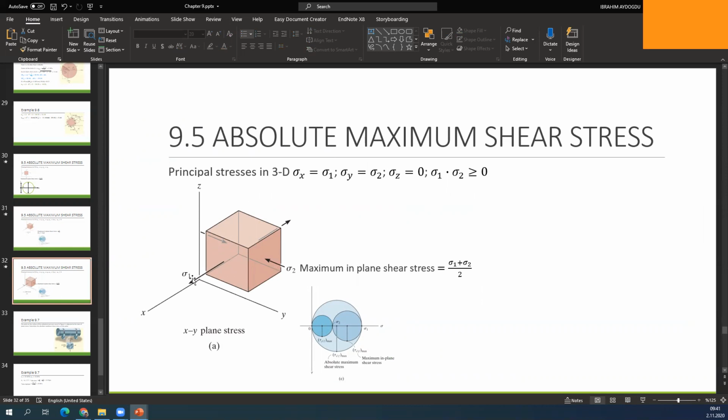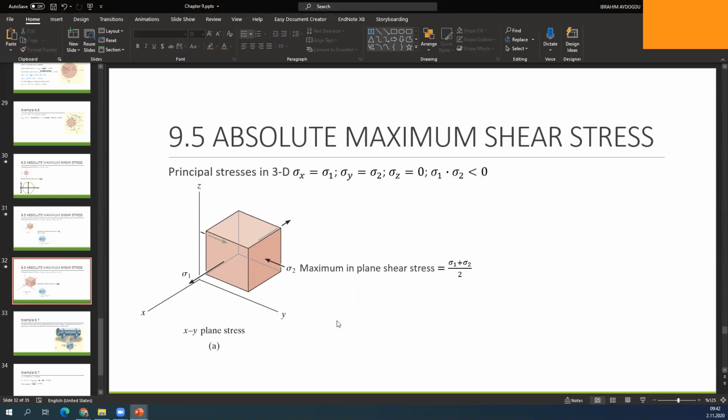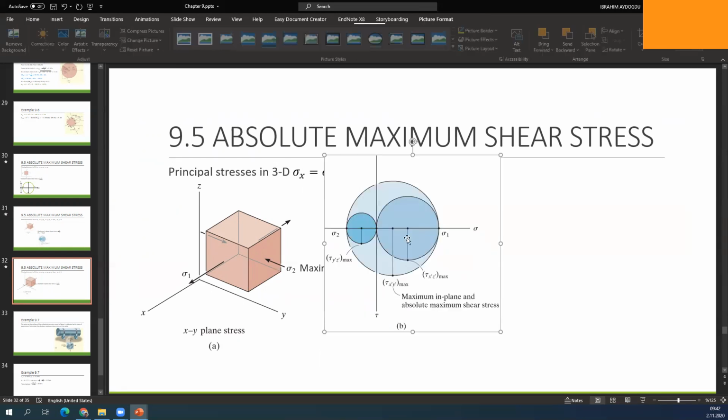In some cases, one direction of the stress is positive and one direction is negative. For example, sigma 1 positive, sigma 2 negative, so the multiplication becomes negative. In this case, our Mohr circle changes. I'm sorry, not like this. I put a different Mohr circle, sorry about that. I need to change this one to this one.